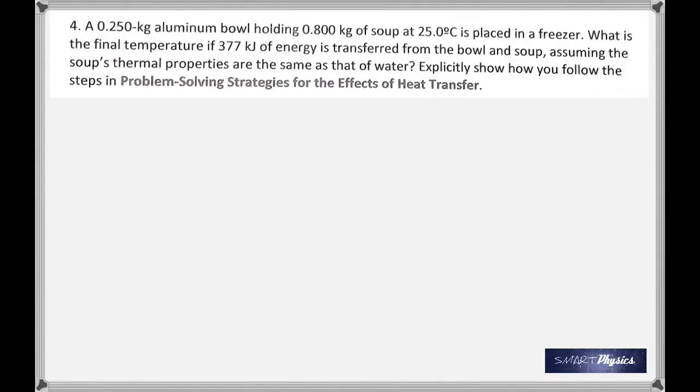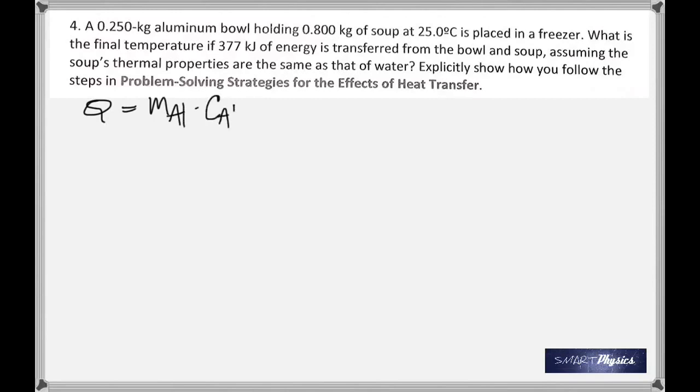Number 4. A 0.250 kilogram aluminum bowl has 0.8 kilogram of soup. Both are at 25 degrees Celsius and it's placed in a freezer. What is the final temperature if 377 kilojoules of energy is transferred from both of them, assuming that the soup's thermal properties are same as that of water? Which means the specific heat of soup is considered to be the same as that of water. Most of it is water anyway.